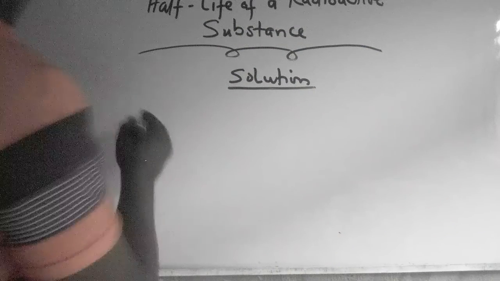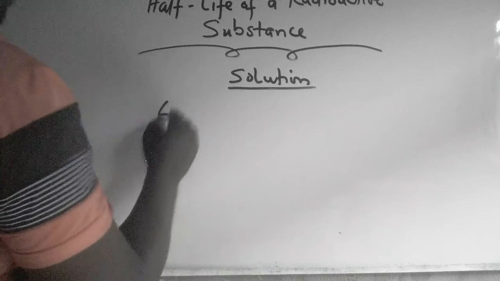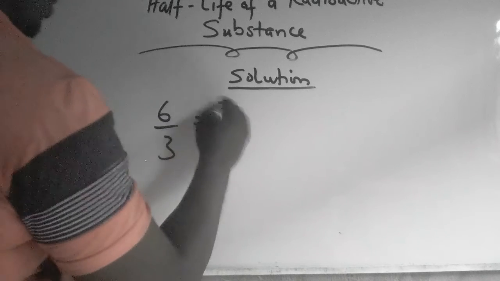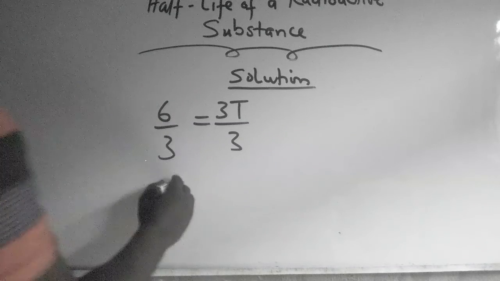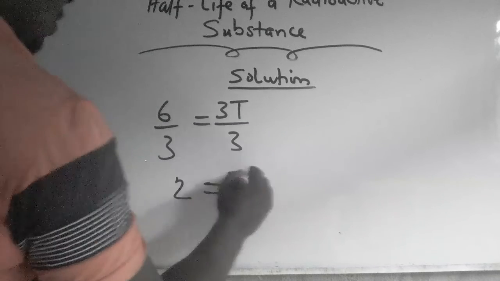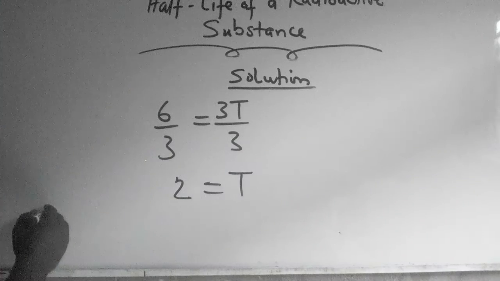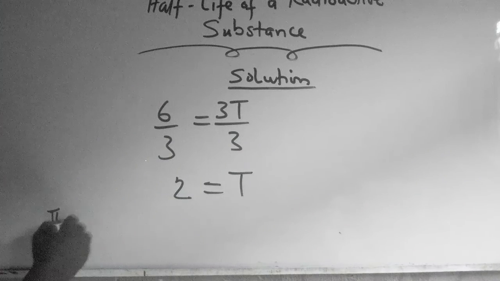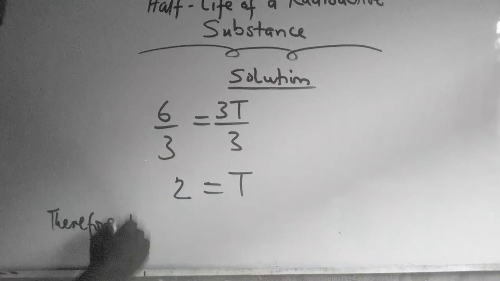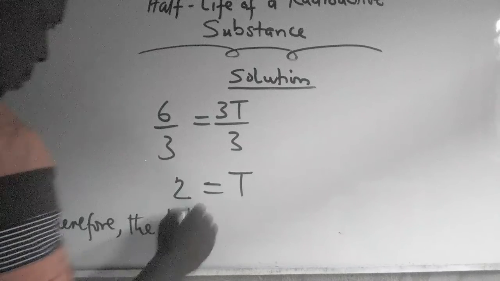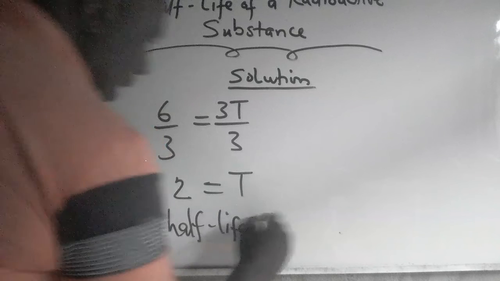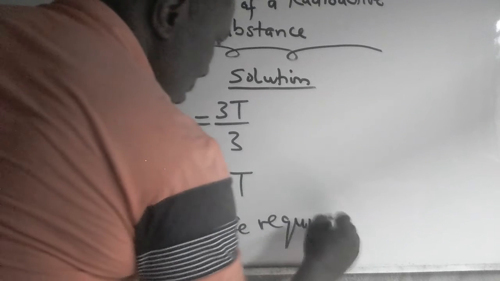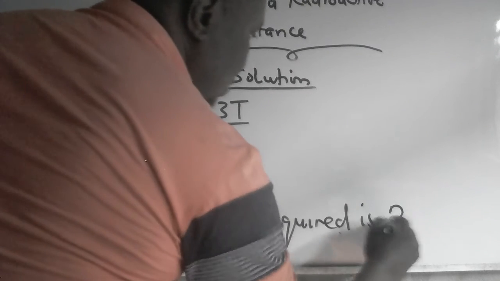Alright, from the previous steps, we have 6 over 3 is equal to 3T over 3. Now if we cancel out, we have 2 is equal to what? T. Therefore, we say that the half-life required is 2 years.